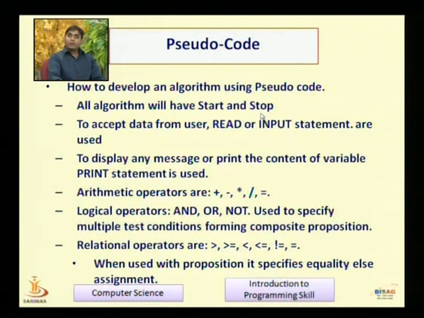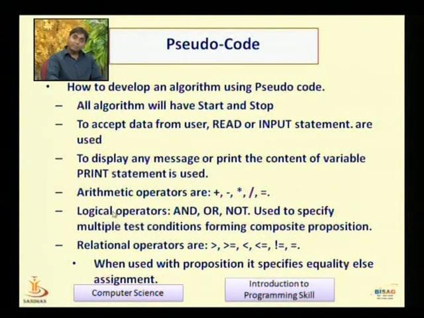The second thing is to accept data from the user, using read or input statements. If you are getting a value from the user, you must use a read or input statement. Third, to display a message or print the content of a variable, use the print statement.